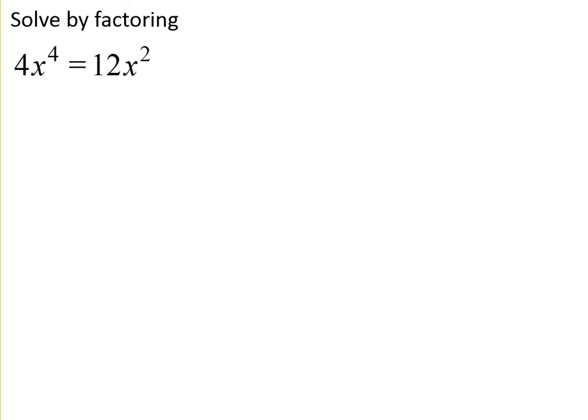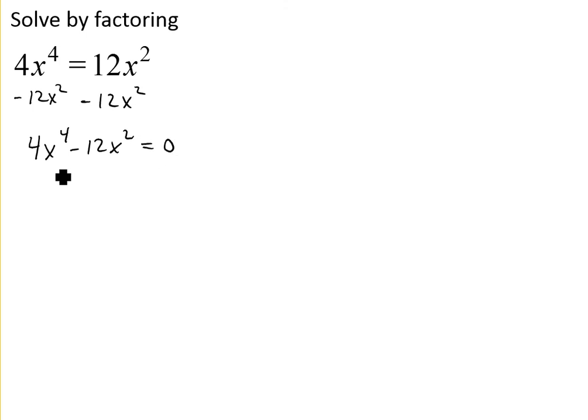To solve this by factoring, we need to start by getting a 0 on one side of our equation. So to make that happen, let's go ahead and subtract 12x squared from both sides. Now the 4x to the fourth and the 12x squared are not like terms, so they cannot be combined. The only way that we can write that left-hand side is just 4x to the fourth minus 12x squared. And now that is equal to 0.